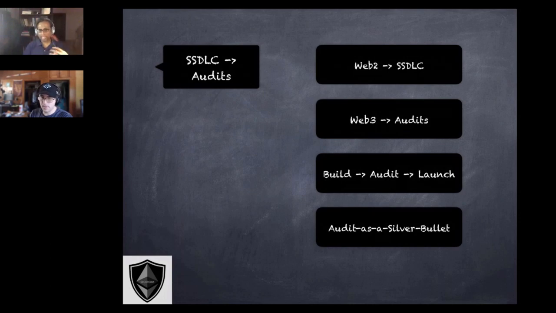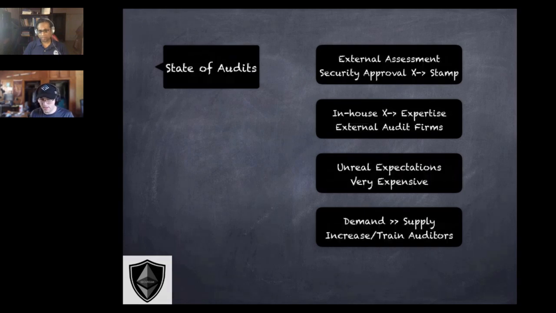Audits are nothing but external assessment of security, and in this case of smart contracts. The security software development lifecycle, which is really popular too, has compressed and become a three-phase cycle in Web3: build, audit, and launch. Audit is considered a silver bullet to find and fix all the bugs and make your contract bug-free. This is definitely an unrealistic expectation. It's nowhere close to reality. It's theoretically not possible because of incompleteness and the halting problem.